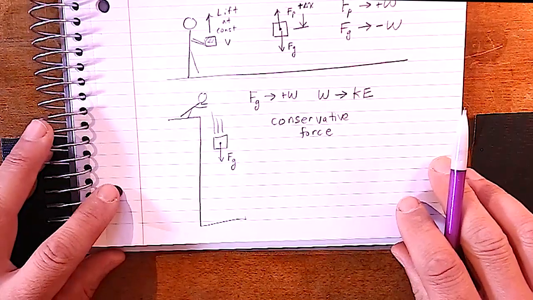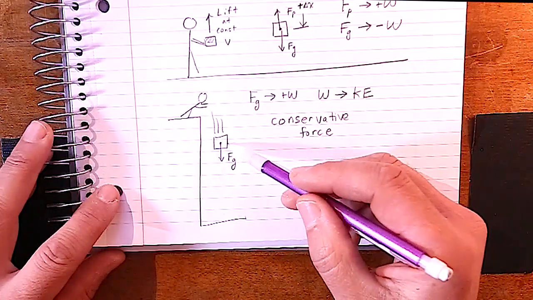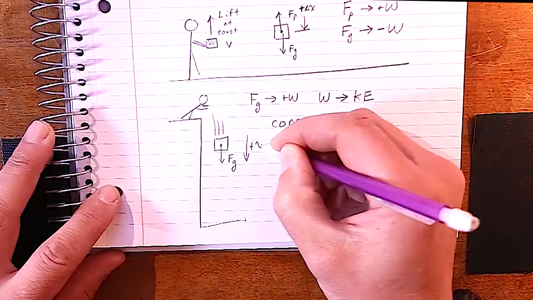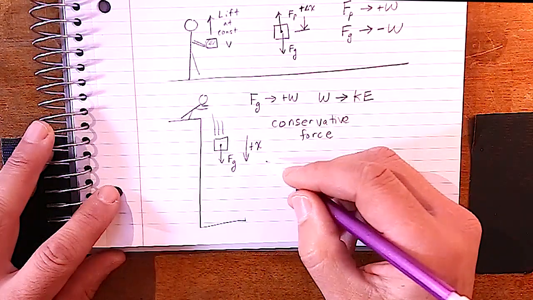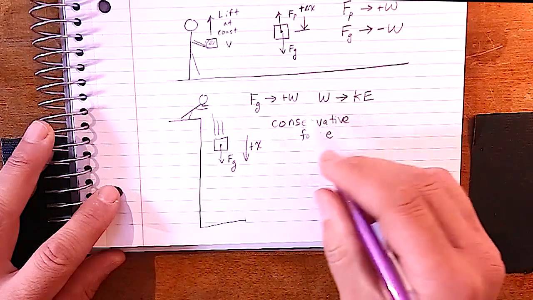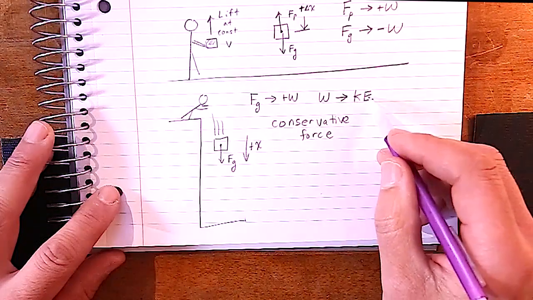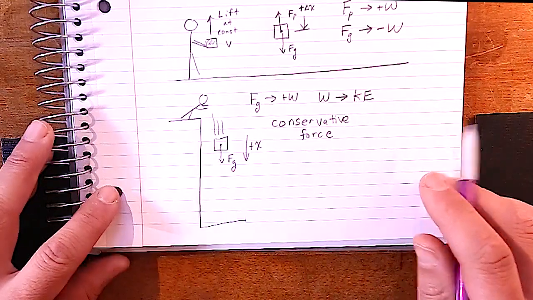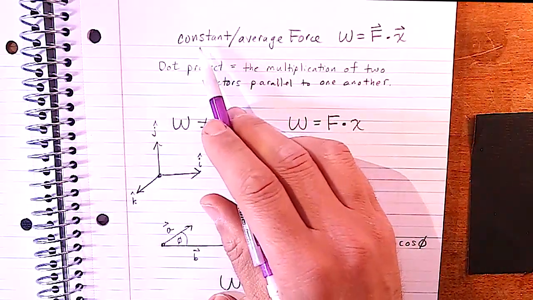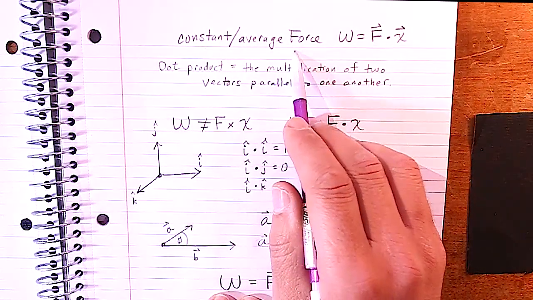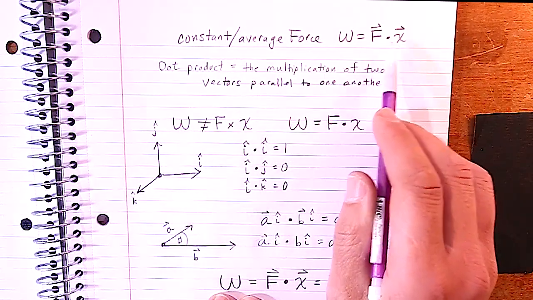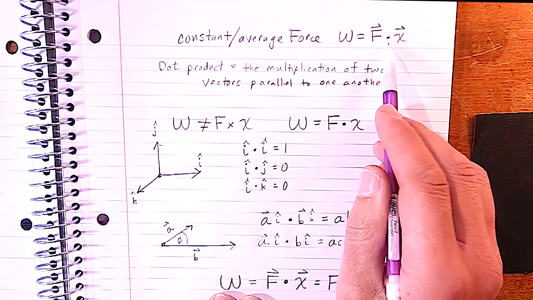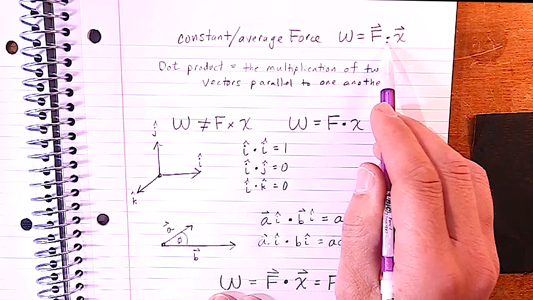Now, in the case of a dropped block, the displacement is down, and that's in the same direction as the force of gravity. So that conservative force that we defined before is going to take that work and turn it into kinetic energy. We defined the constant or average force multiplied by the displacement as the work done. But we never really talked exactly about this idea of multiplication.